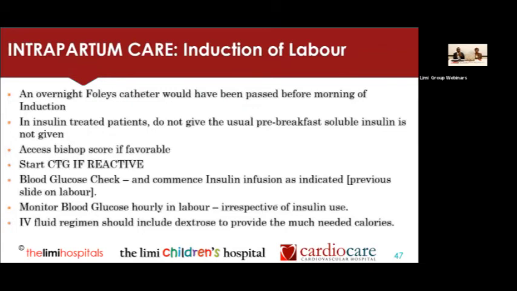There are other things we can use, but for now, let's just focus on using the Foley's catheter because that's really less expensive, easily accessible. So usually it should be passed at 1800 hours the night before the induction of labor. This increases the chances of ripening the cervix, making it more amenable to contraction and subsequently delivery.